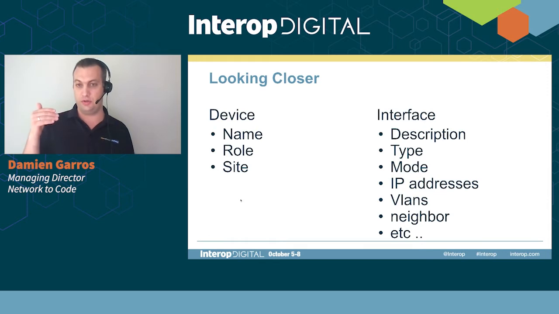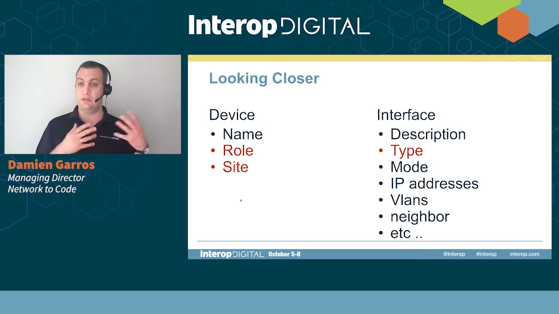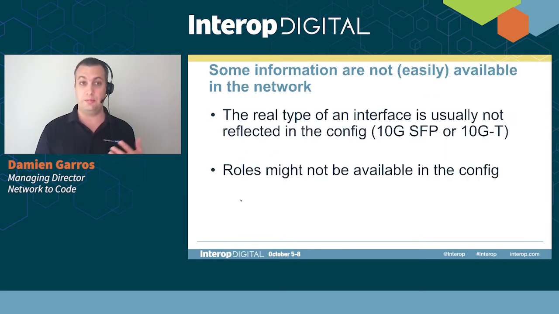And the first thing you realize is, there are definitely some challenges, because some of that information might not be easy to gather. For example, if you look at the interface, getting the type of an interface, the real type, like is it a 10 gig BASE-T or is it a 10 gig SFP, is something that will be really hard to extract from the network, from the devices themselves. It's usually not part of the configuration. You might have to go into some specific CLI command for that.